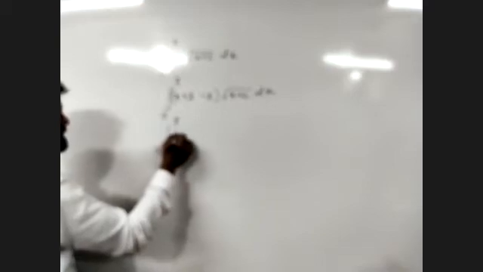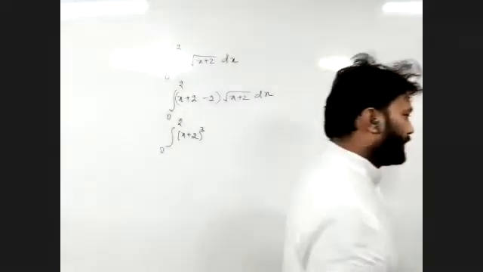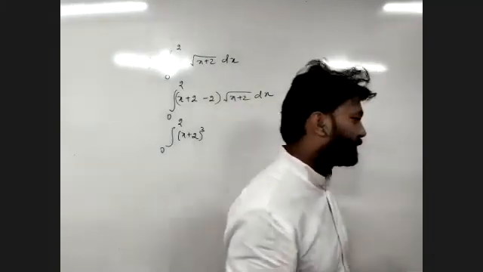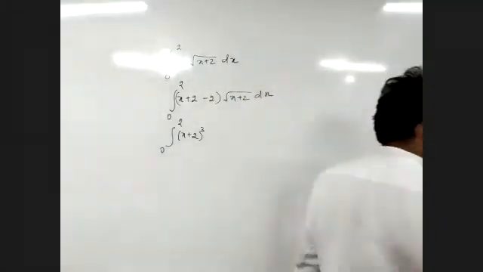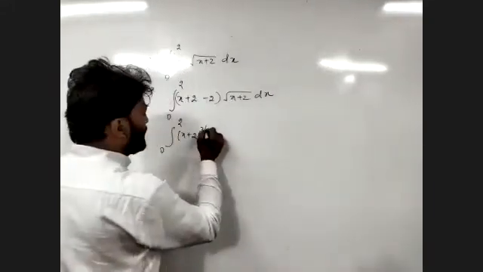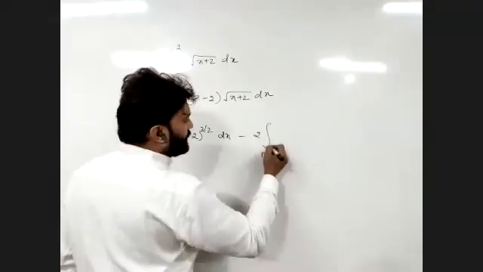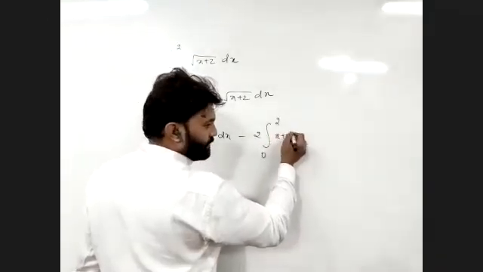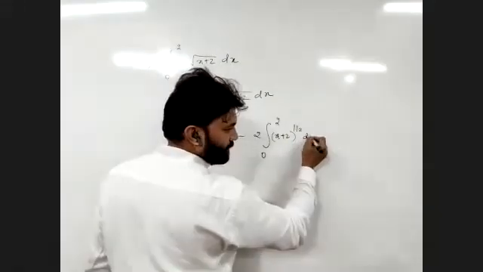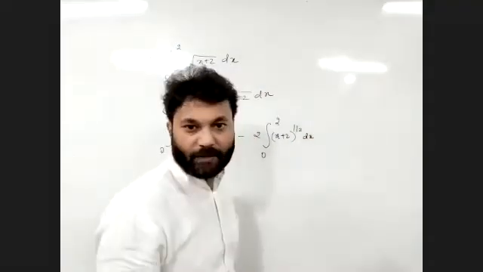If you multiply this inside, so this will be (x +2) to the power 3 by 2 dx minus 2 outside, 0 to 2, (x +2) to the power half dx. Am I clear with it?